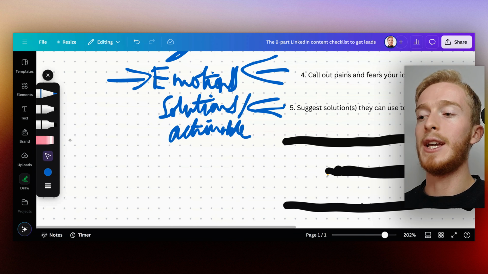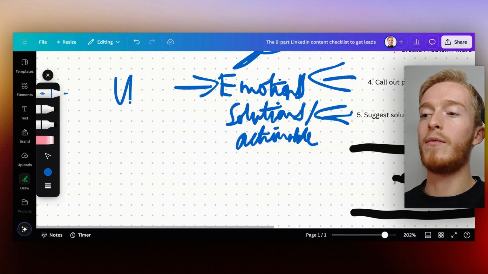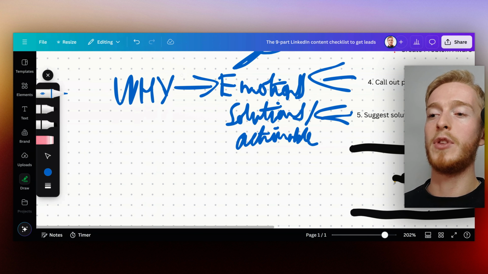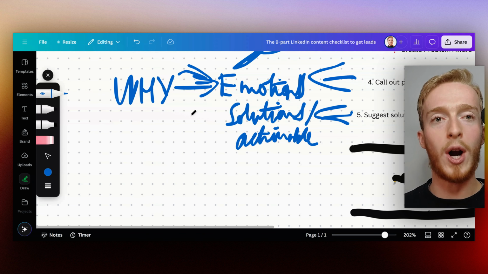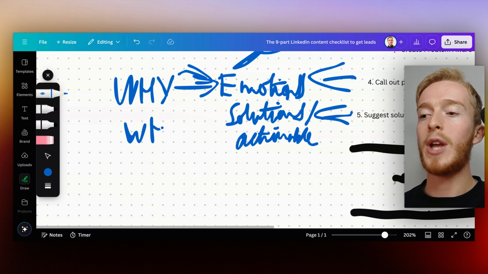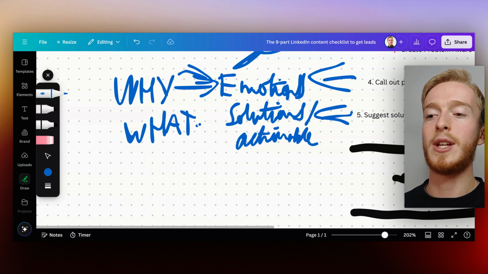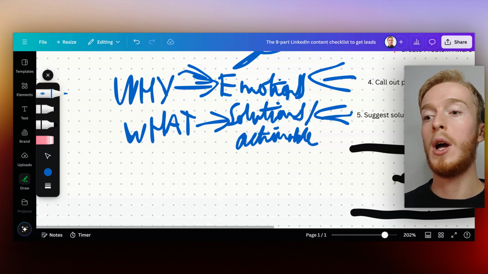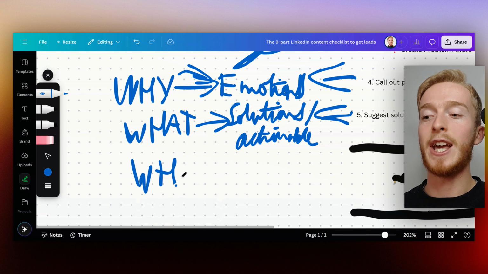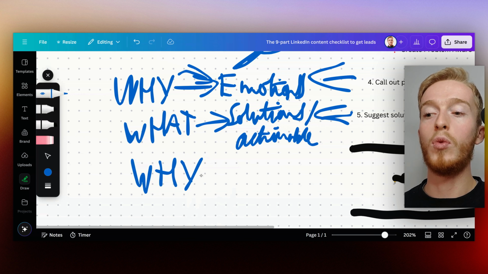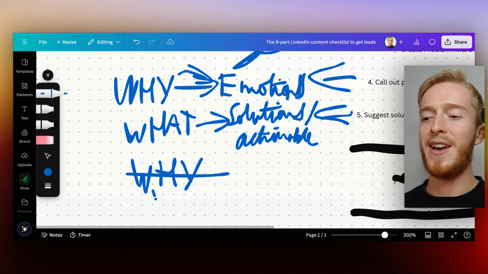So essentially, what we're doing here is that we have the why here in terms of the emotions, why you should do this, why it's relevant to you, and then we have the what, which is here in terms of what you should do and what it looks like. And then what you're going to eventually end up selling, but you won't do in this post, will be the how.